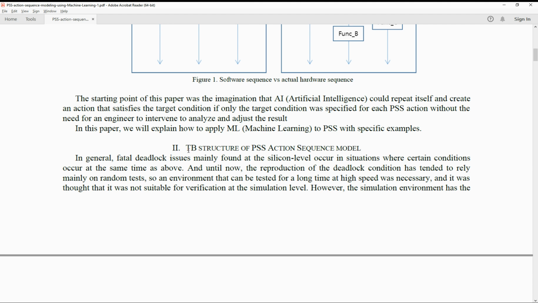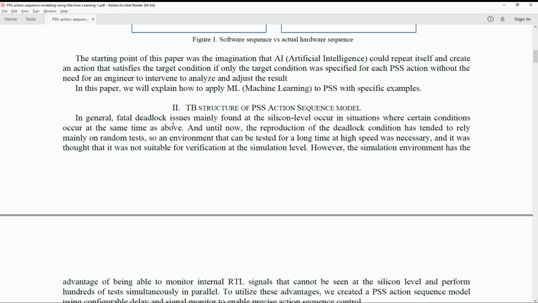Section 2. Testbench Structure of a PSS Action Sequence Model. In general, fatal deadlock issues mainly found at the silicon level occur in situations where certain conditions occur at the same time as above. And until now, reproduction of the deadlock condition has tended to rely mainly on random access. So, an environment that can be tested for a long time at high speed was necessary, and it was thought that it was not suitable for verification at the simulation level.